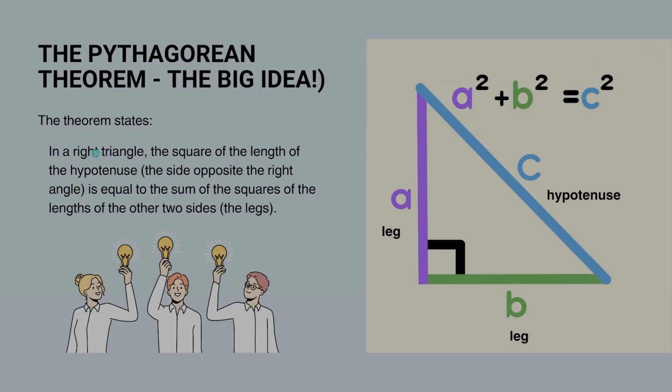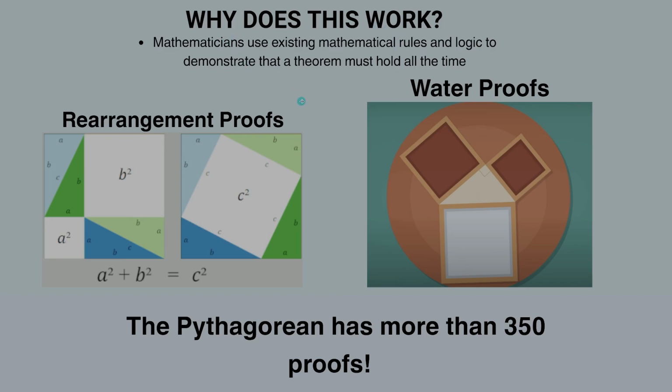So the theorem states that for any right triangle, the square of the length of the hypotenuse is equal to the sum of the squares of the lengths of the other two sides. So basically, C squared is equal to A squared plus B squared. And why does this theorem work? Mathematicians use existing mathematical rules and logic to demonstrate that a theorem must hold true all the time. There are many proofs that this theorem is true.